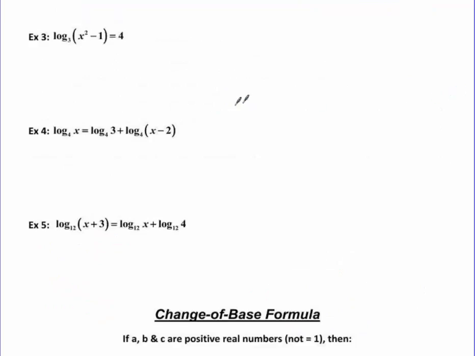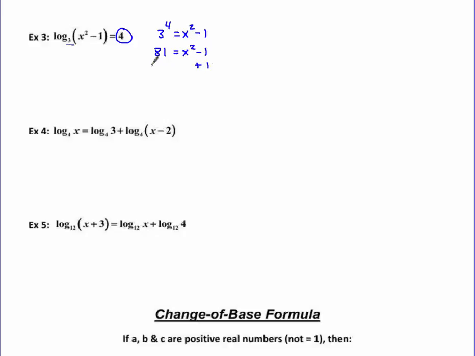So now we're just going to do a few practice problems, and hopefully you'll see that solving logarithmic equations is really not that tough. So here we have log base 3 of x squared minus 1 equals 4. And that might look pretty complicated, but you just have to remember this is the base, this is the exponent. So 3 to the 4th equals x squared minus 1. Well, 3 to the 4th is 81.